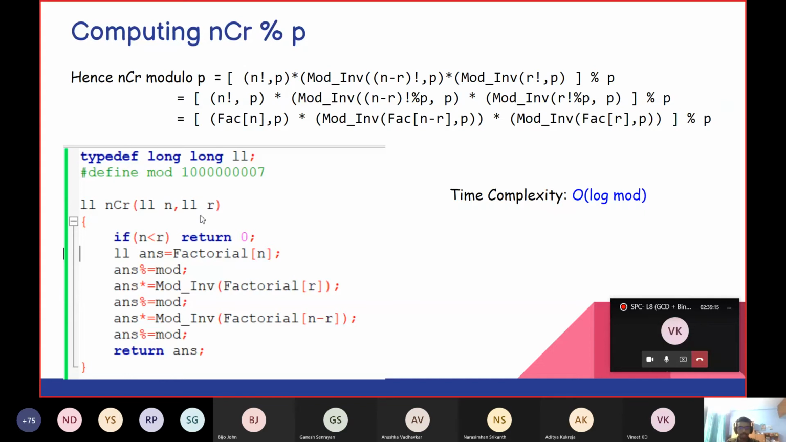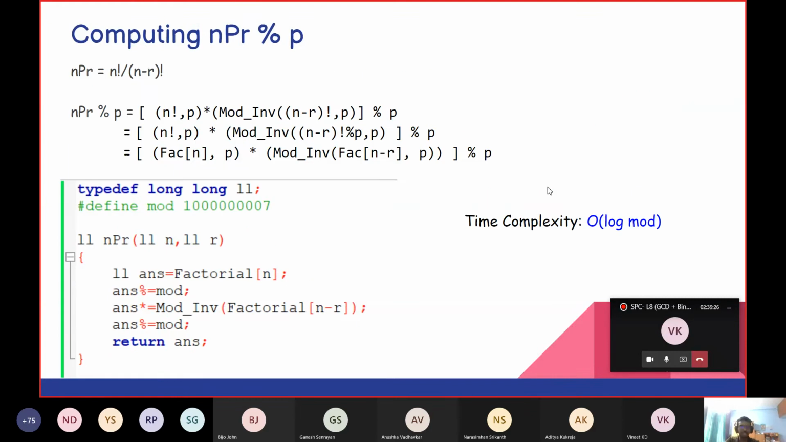Log of basically the mod inverse will take time that is equal to the power. The power that will be here is p minus 2. So here prime is mod, so time complexity is of log mod. And similarly for nPr is even simpler. We have only one guy here. So fac of n comma p into mod inverse of fac of n minus r comma p percentage p.